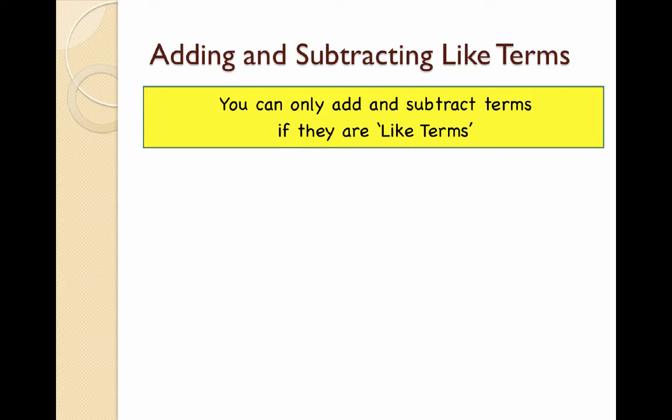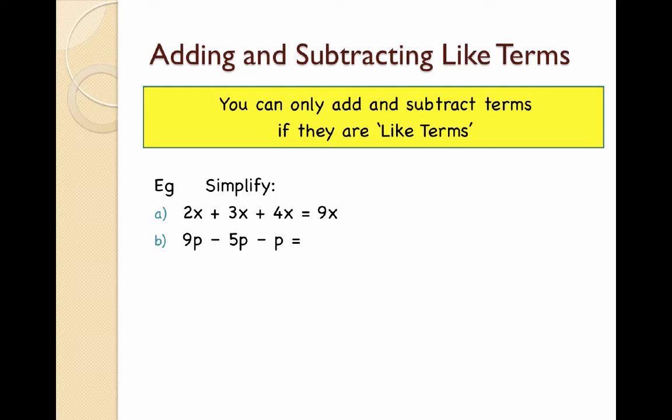The important thing to know about like terms is that you can only add and subtract them. So you've got to recognize what the like terms are and then add them together. For example, if I have two x's and I add three x's and four x's together, how many x's do I have altogether? Well, 2 plus 3 plus 4 is 9, so I have 9 x's.